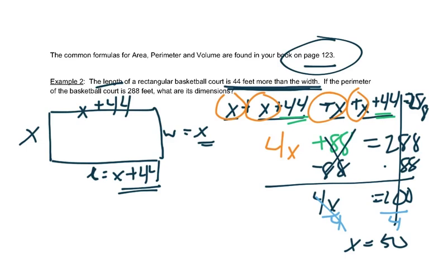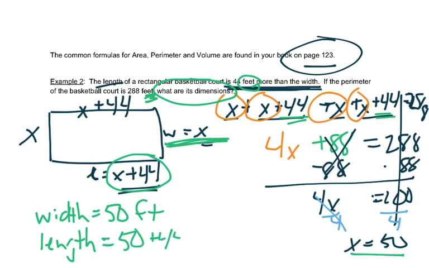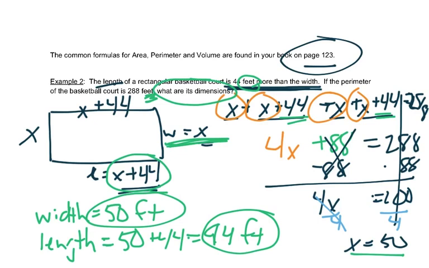Now again, we have to go back and say, did we answer the question? It says, what are its dimensions? That means it wants both sides. x is 50, and x was our width. We labeled it right here. So we know that our width is 50, and these are all measured in feet, so 50 feet. And that means our length is right here, x plus 44, which would be 50 plus 44, or 94 feet. So those are two answers.